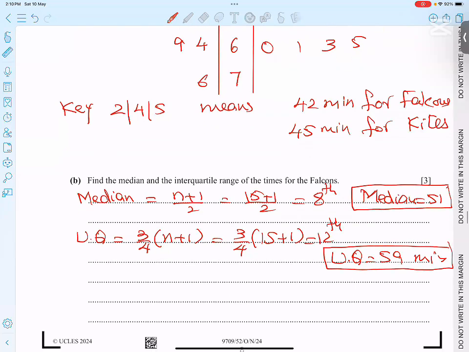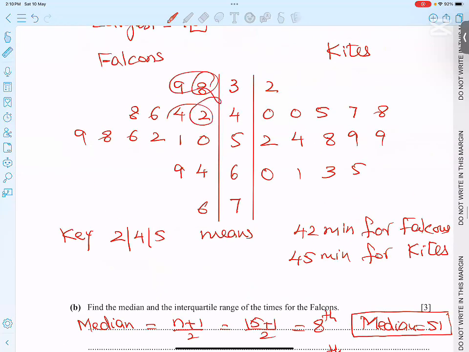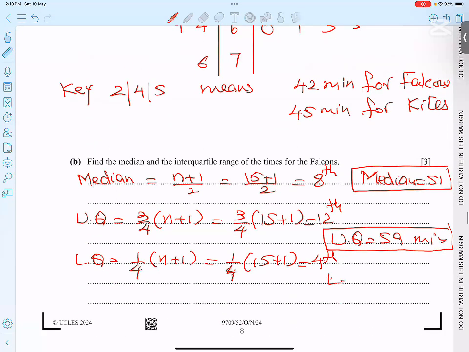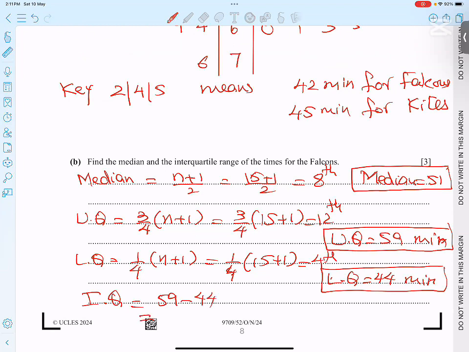Now I'm going for the lower quartile. What is the lower quartile formula? 1/4 of (n plus 1). n is 15, so I got 16, and the 4th term is my task. 1, 2, 3, 4. So 44. The lower quartile is 44 minutes. And what is the interquartile range? Upper quartile minus lower quartile. 59 minus 44, and the final answer is 15 minutes.